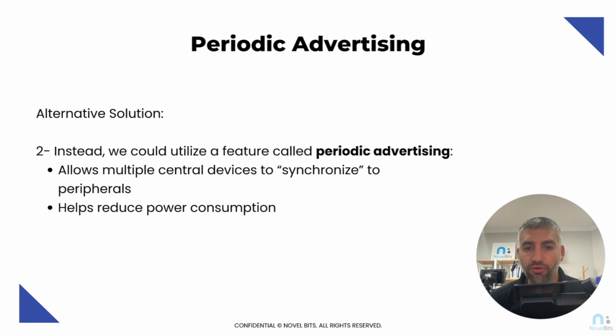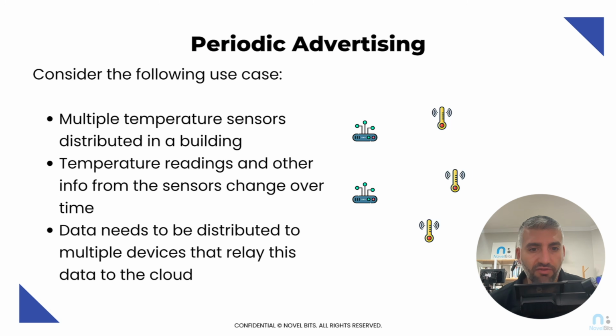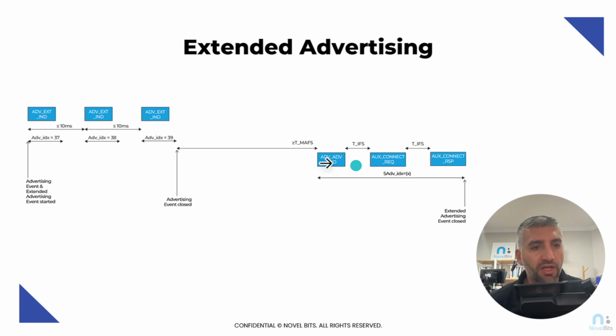So the peripherals will now instead, and if I go back to my example, you can see here that even if we were to rely on extended advertising, the scanner does not know exactly when a packet is sent on each of the channels, because there is a kind of random delay between the packets that are sent on the different channels.